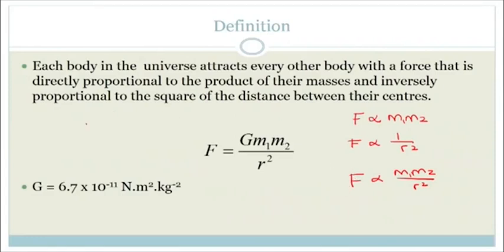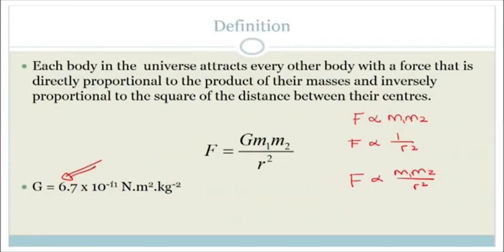And then there was a guy called Lord Cavendish who did hundreds of experiments and eventually worked out the universal constant G. And both this formula and the 6.7 times 10 to the minus 11 constant are on your formula sheet. So you don't have to memorize this at all.